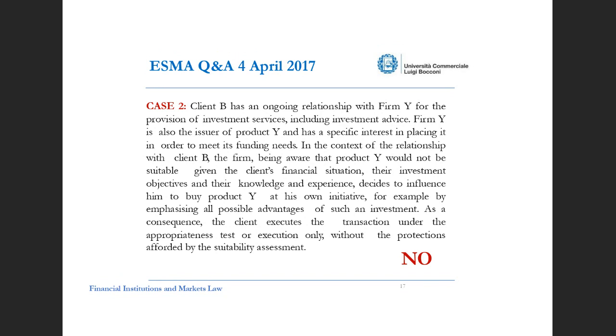In the context of the relationship with client B, the firm, being aware that product Y would not be suitable given the client's financial situation, their investment objectives, and their knowledge and experience, decides to influence him to buy product Y at his own initiative, for example, by emphasizing all possible advantages of such an investment. As a consequence, the client executes the transaction under the appropriateness test or execution only, without the protections afforded by the suitability assessment. Clearly, again, this is not allowed by MiFID.